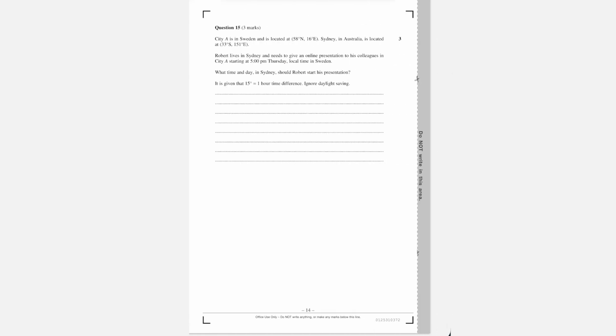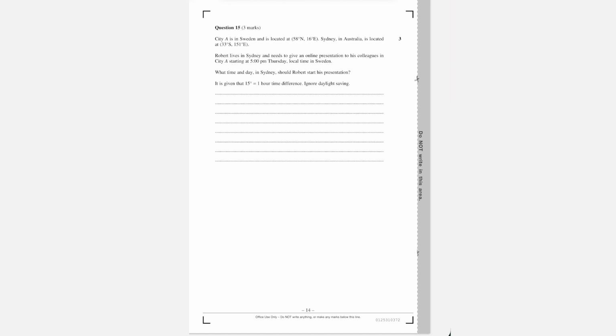Next, City A is in Sweden and is located at 58 North, 16 East. In Sydney, Australia, it's 33 South, 151 East. Robert lives in Sydney and needs to give an online presentation to his colleagues in City A starting at 5 p.m. Thursday local time in Sweden. What time and day in Sydney should Robert start his presentation? It is given that 15 degrees is a 1-hour time difference.